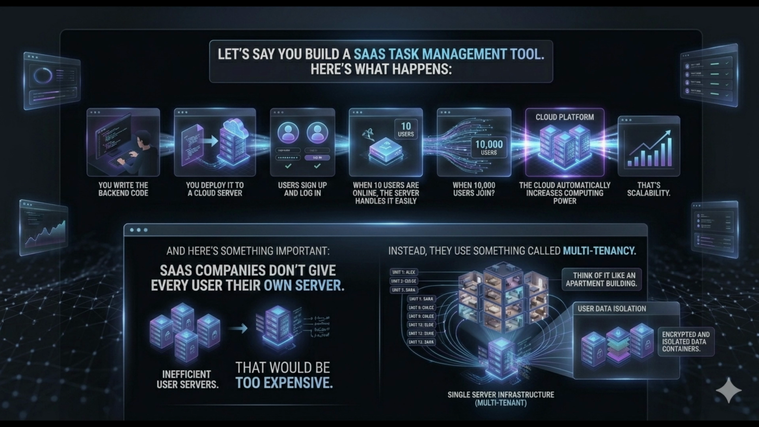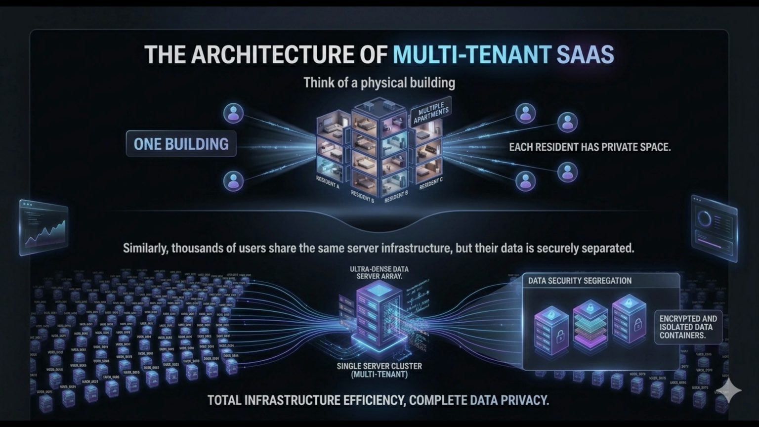And here is something important. SaaS companies don't give every user their own server. Okay, because it's too expensive. That's why instead of that, they use something called multi-tenancy. Think of an apartment building, one building, many apartments. Each resident has a private space. Similarly, thousands of users share the same server infrastructure, but their data is securely separated.